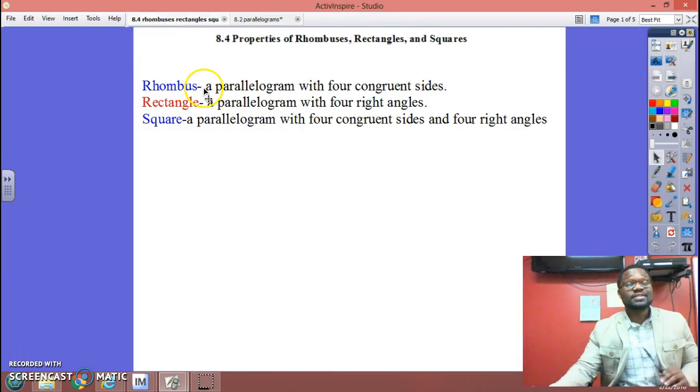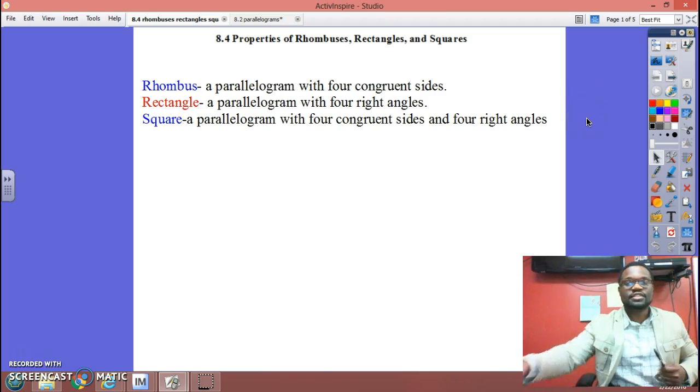Now, a rhombus is a type of parallelogram with four congruent sides. So it's a little different. All sides are the same. A rectangle is a parallelogram with four right angles. And a square is a parallelogram with four congruent sides and four right angles. So what does that make a square? It's both a rhombus and a rectangle. If you catch that, it has elements of both of those in there.